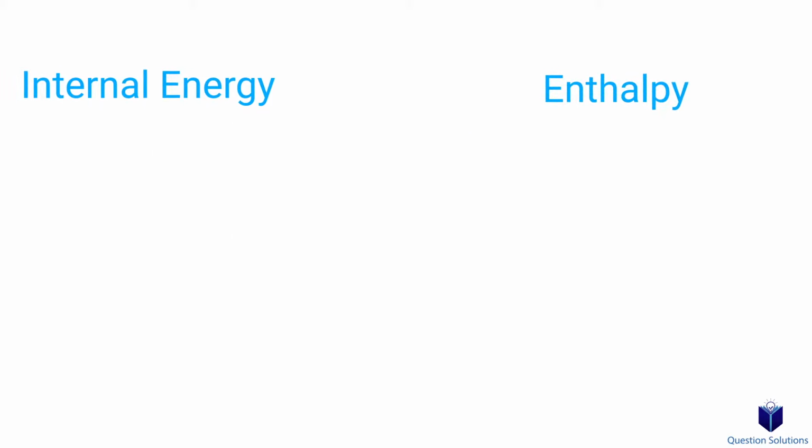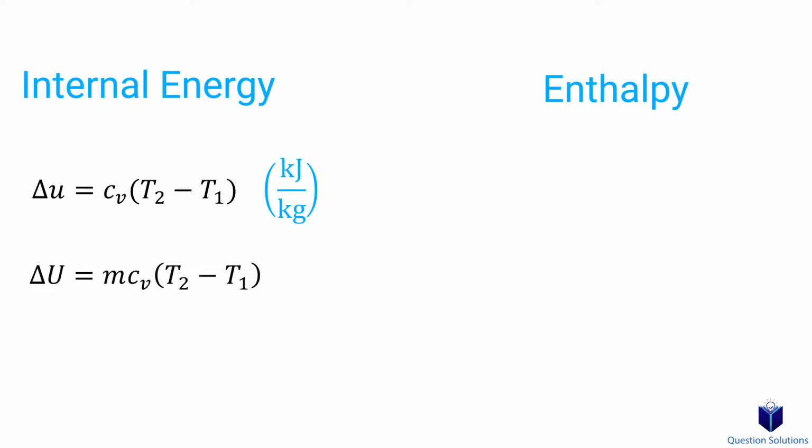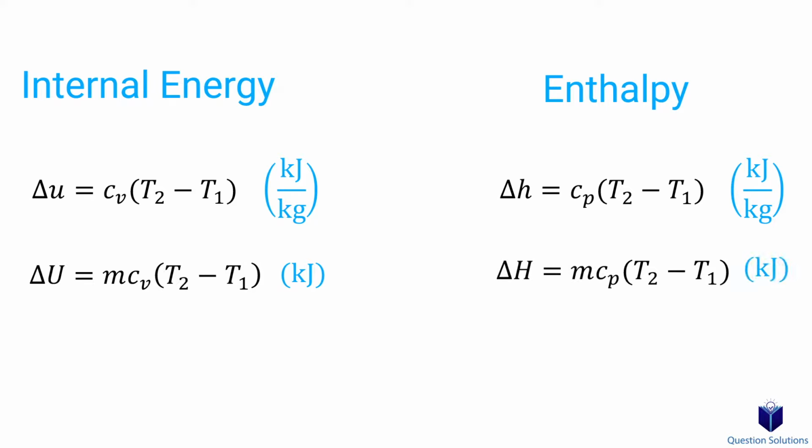There are two equations we need to keep in mind with respect to change in internal energy and enthalpy. For specific internal energy change, we can use this equation. The units would be kilojoules per kilogram. If you don't want it per unit mass, then you simply multiply everything by mass, so you get this. For the change in enthalpy, we can use this equation. Notice that for internal energy change, we use CV, and for enthalpy change, we use CP.